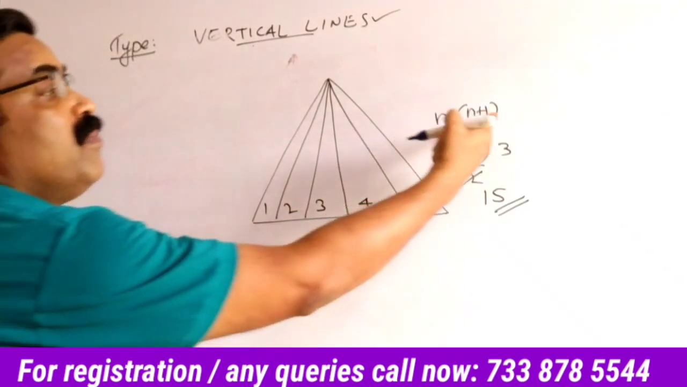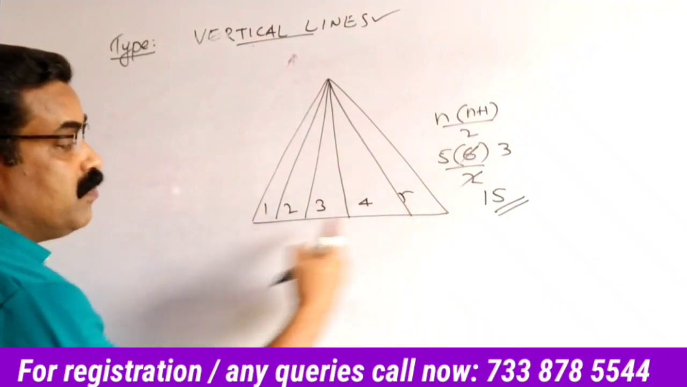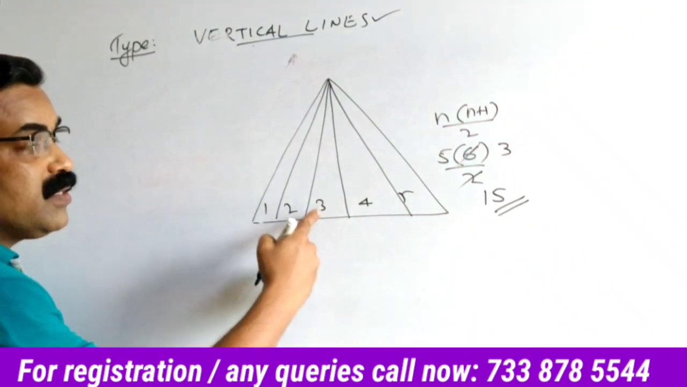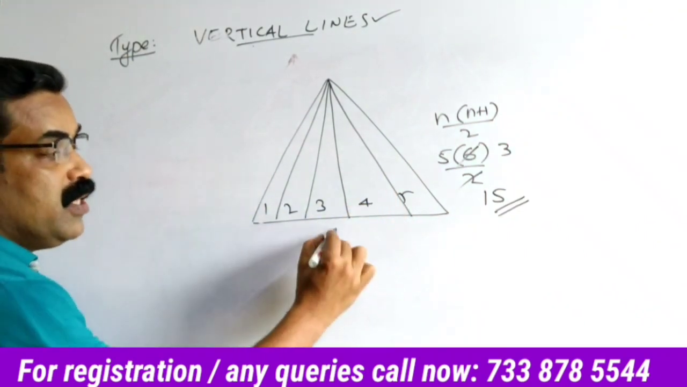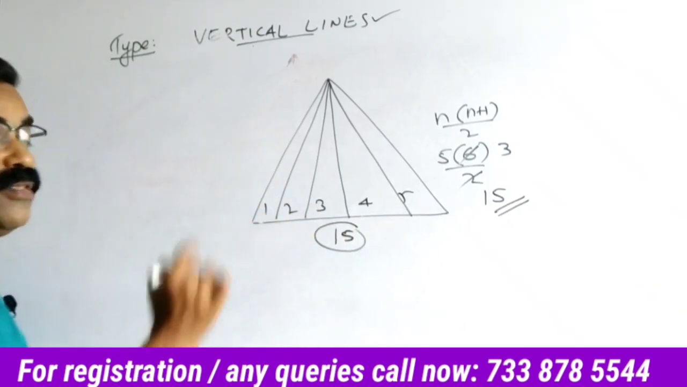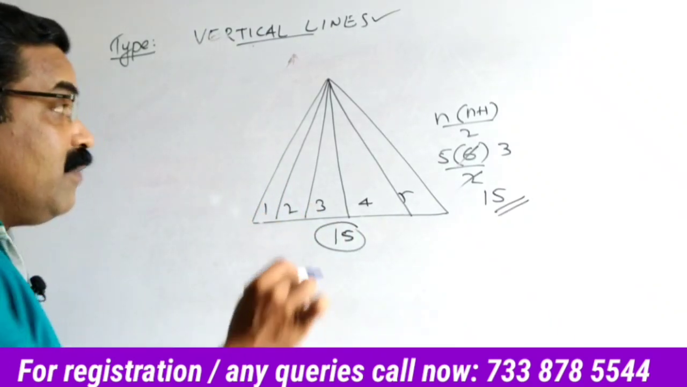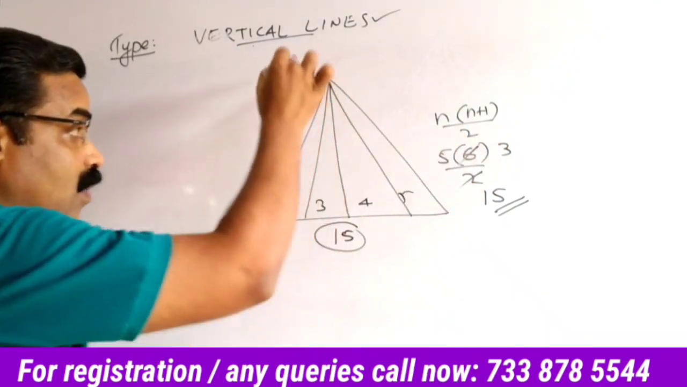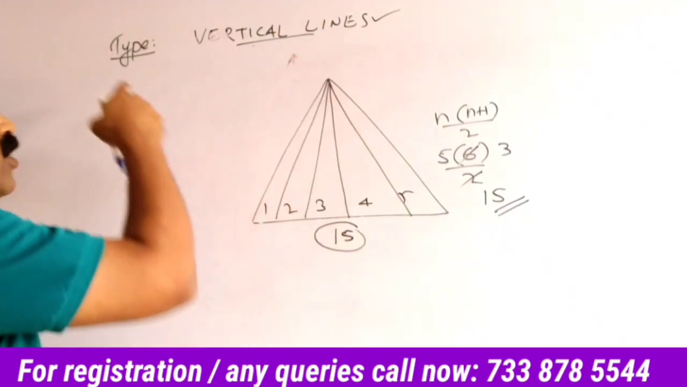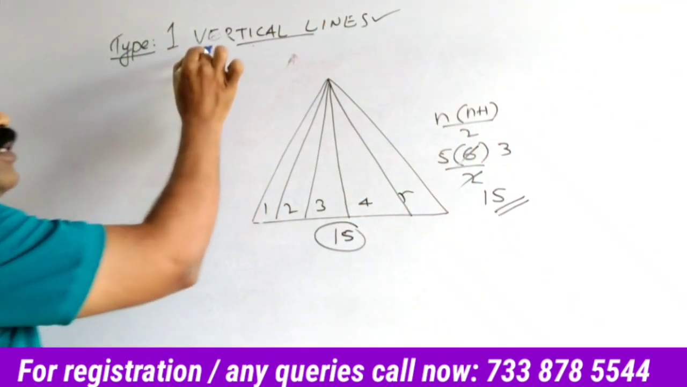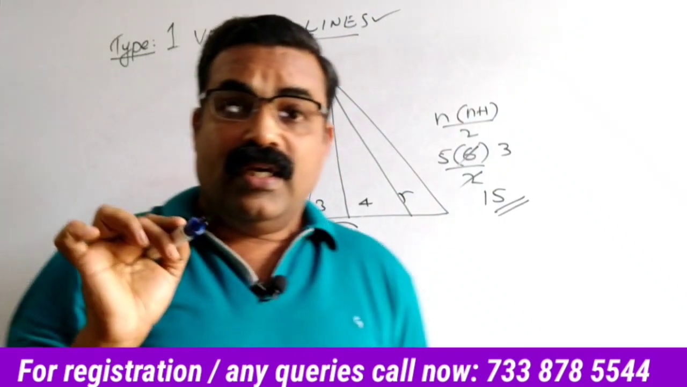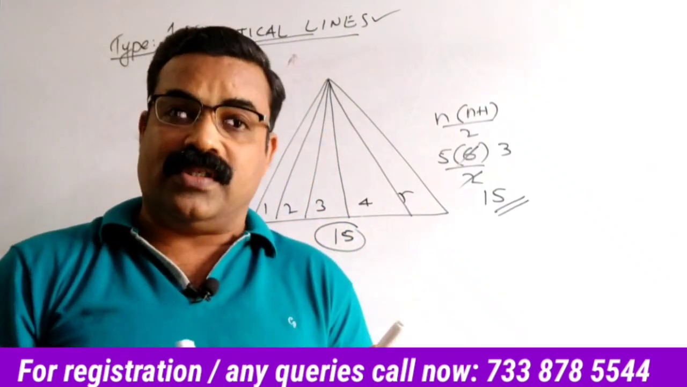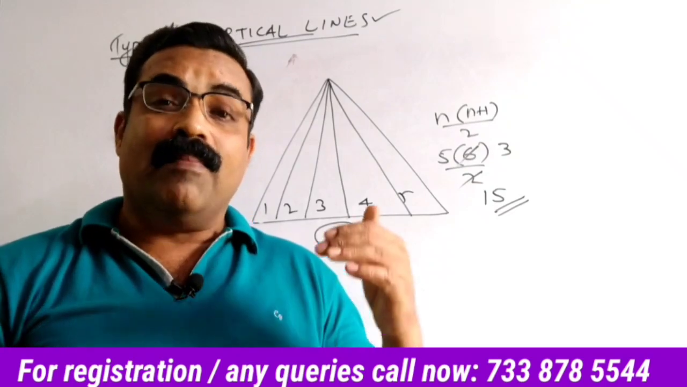Or if you don't remember this formula, you can add all these numbers. 1 plus 2, 3, 3 plus 3, 6, 6 plus 4, 10, 10 plus 5, 15 triangles will be there in this figure. Here, I have not made the horizontal lines, I have only made the vertical lines. So our type 1 questions are always about vertical lines. These types of figures, type 1 figures, are generally asked in bank exams and all.